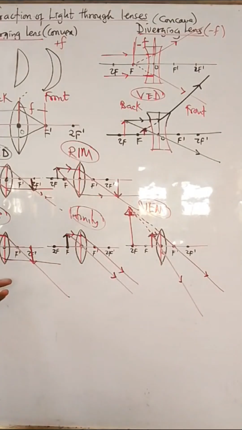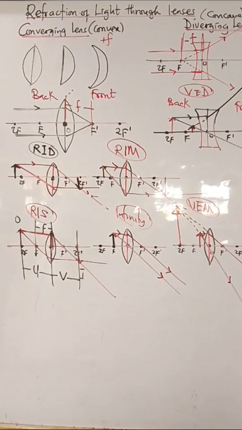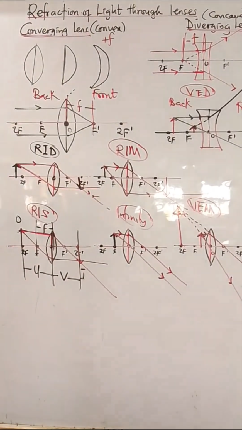Then lastly, let's choose one of these ray diagrams. Let's choose this one. This is the object, this is the image. The distance between the object and the image is called what? Object distance. The distance between the image and the optical center is called what? The image distance. The distance between the principal focus and the optical center is called focal length. So we have a particular formula that connects U, V, and F together, similar to a mirror, and they are what? They are the same.